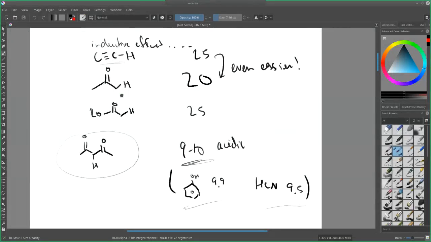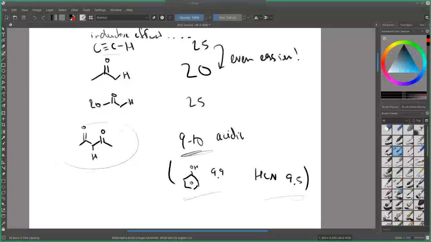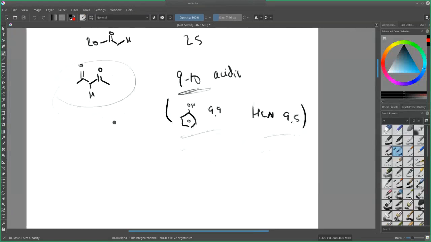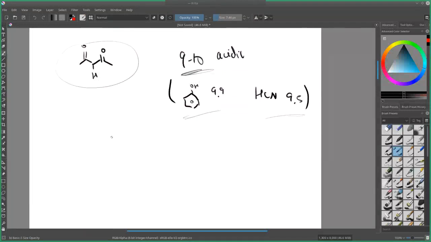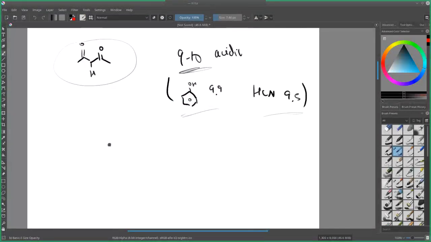So what you're learning in this chapter is basically how to take advantage of this acidity and to do really powerful and really classical reactions with it. Back in the day, this is how a lot of reactions would be done, especially for making carbon-carbon bonds, because this is what this method is the most powerful for.